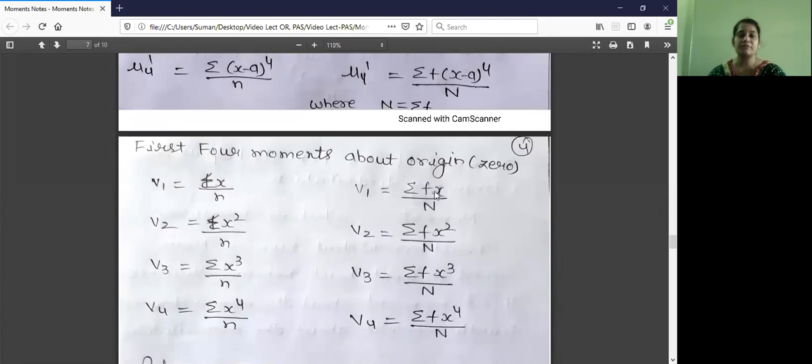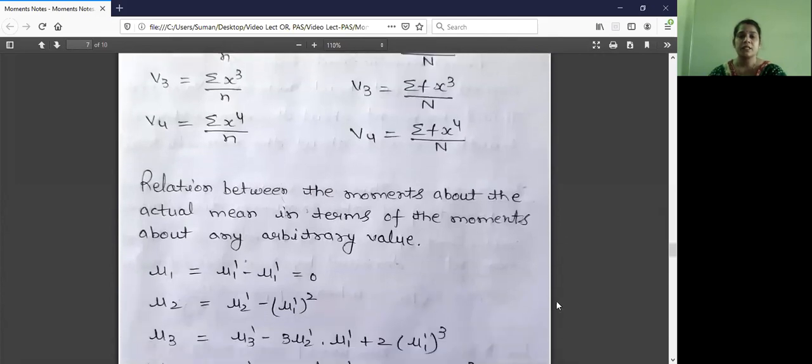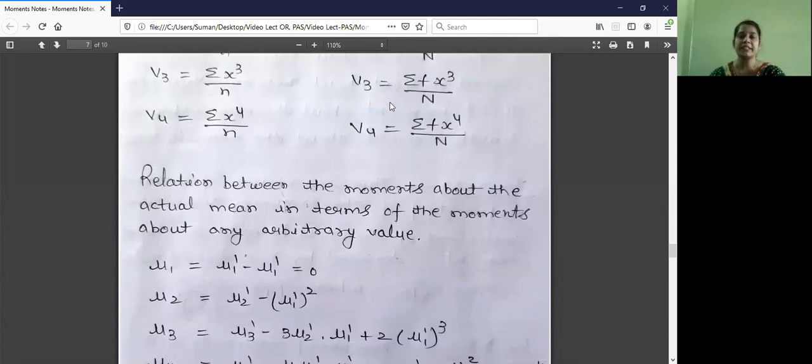In case of the frequency distribution, V1 is equal to summation fx divided by capital N. V2 is equal to summation fx square divided by capital N. V3 is equal to summation fx cube divided by capital N. And V4 is equal to summation fx raised to the power 4 divided by capital N. So, these are the 3 types of moments about actual mean, assumed mean, and origin.